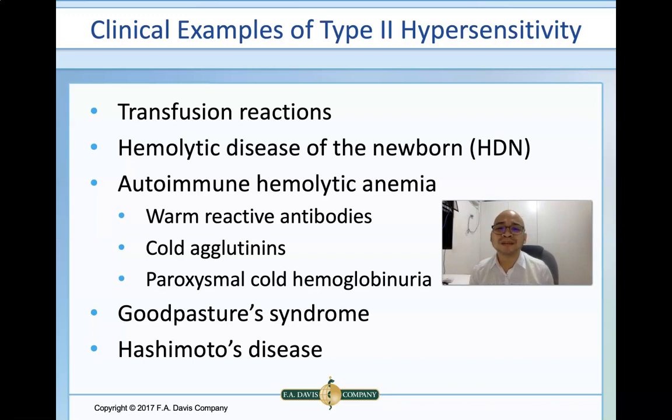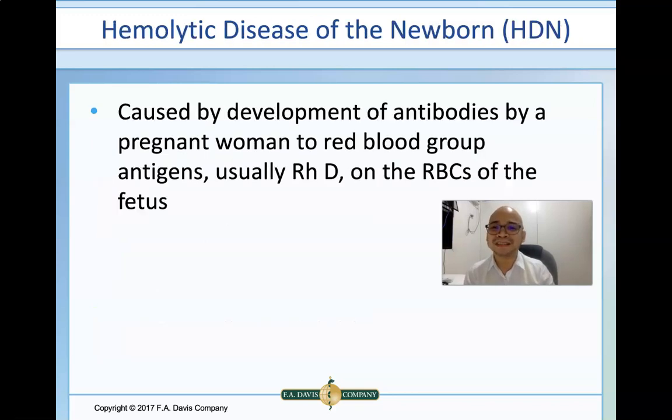We also have autoimmune hemolytic anemia. So if you can recall, hemolytic anemia is a type of anemia wherein there is too much destruction of red cells, and this could be induced by warm reactive antibodies, which means that these antibodies react at 37 degrees, which is the exact opposite of cold agglutinins, because these antibodies would react at a much lower temperature. And then we also have paroxysmal cold hemoglobinuria, Goodpasture syndrome, Hashimoto's disease. So these are all examples of type 2 hypersensitivity reaction.